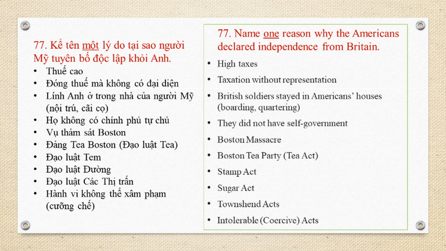77. Name one reason why the Americans declared independence from Britain. High taxes. Taxation without representation. British soldiers stayed in Americans' houses, boarding, quartering. They did not have self-government. Boston Massacre. Boston Tea Party, Tea Act. Stamp Act. Sugar Act. Townshend Acts. Intolerable, coercive acts.